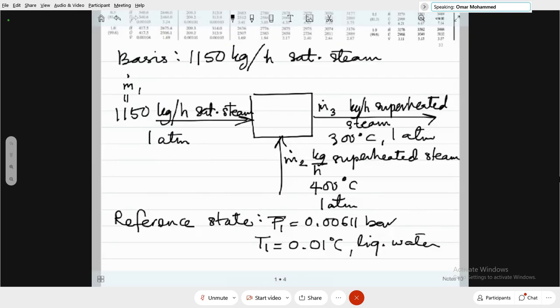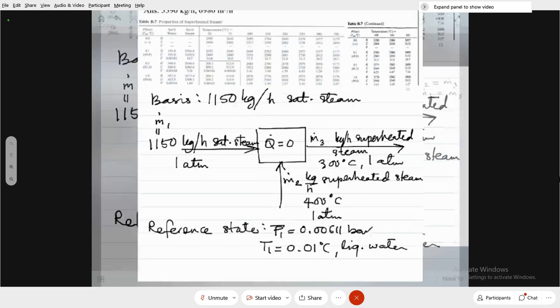Adiabatic, doctor? Adiabatic. Yes, Q is equal to 0. It's adiabatic. That information should be listed down also. Okay, now let's write our energy balance.